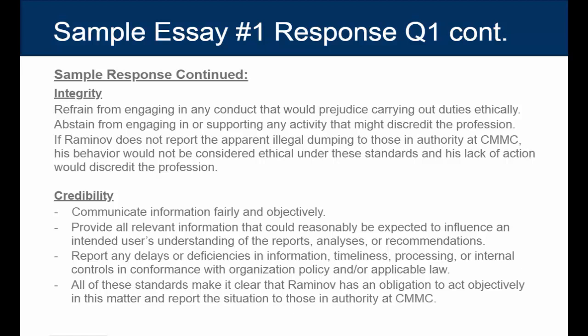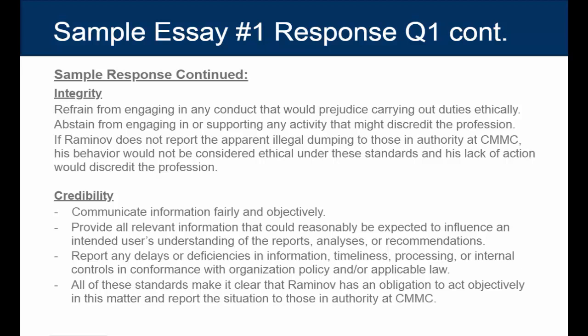Under integrity, we need to refrain from engaging in any conduct that would prejudice carrying out duties ethically. Abstain from engaging in or supporting any activity that might discredit the profession. If Romanov does not report the apparent illegal dumping to those in authority at CMMC, his behavior would not be considered ethical under these standards, and his lack of action would discredit the profession.